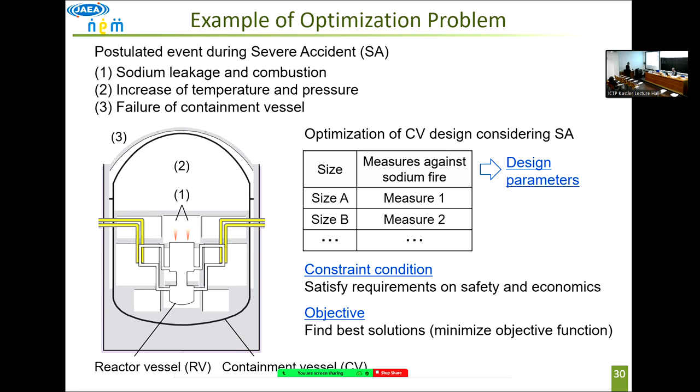And let me briefly mention, using the example of an optimization program. Let's think, we make this kind of sodium fast reactor, and postulate an event during a severe accident. And in general, in case of a severe accident, we have some sodium leakage to the containment vessel.